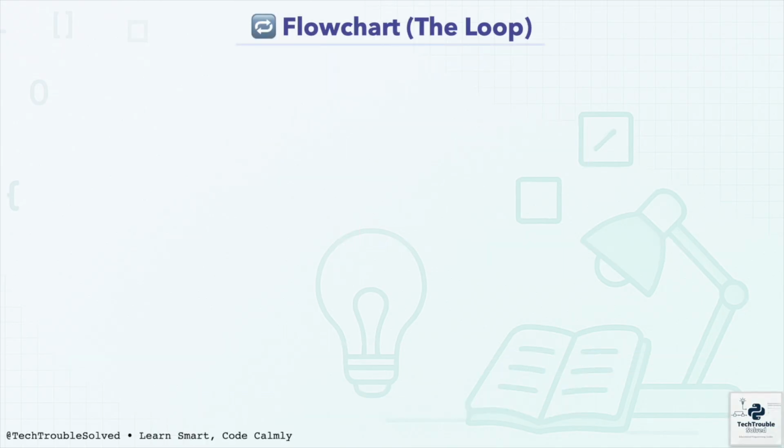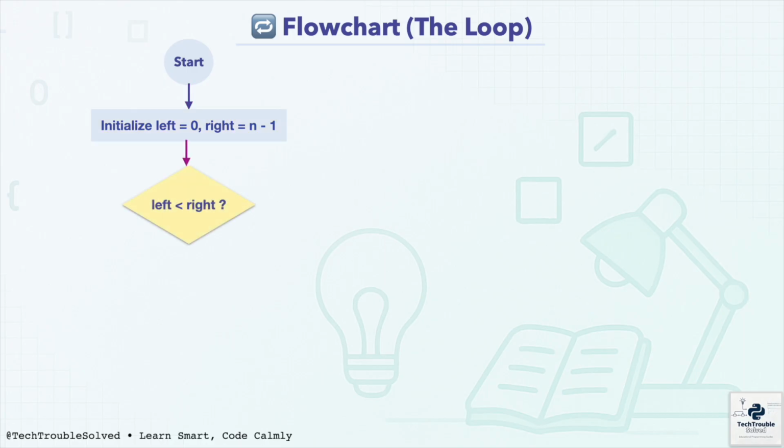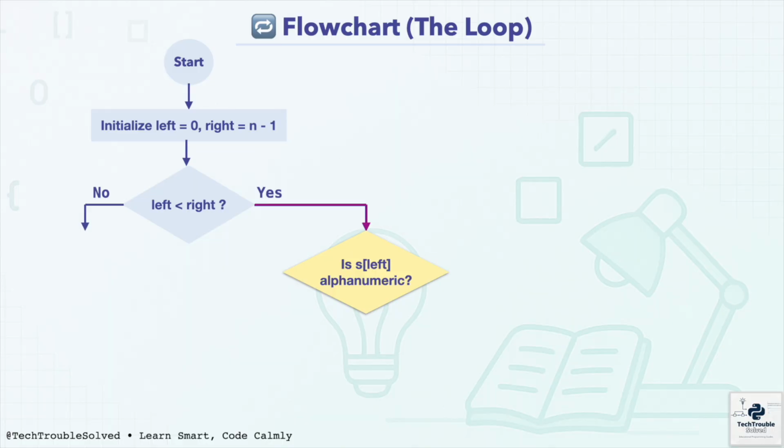Now let's understand the complete logic using this flowchart. We will walk through it step by step, exactly the way the code runs. We start here. First, we initialize two pointers. Left starts at index 0 and right starts at index n-1. Now we enter the main loop. The first question we ask is: is left still less than right? There are two possibilities, yes or no. If the answer is yes, we continue checking characters.